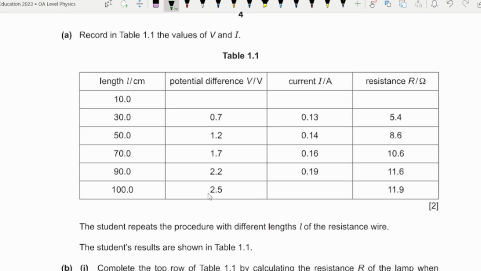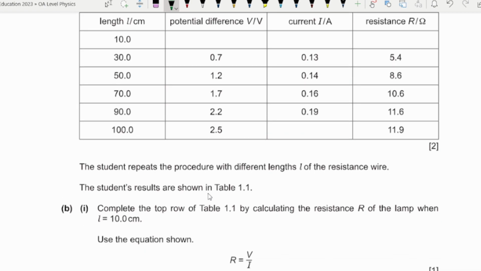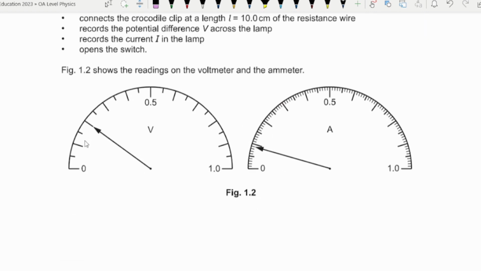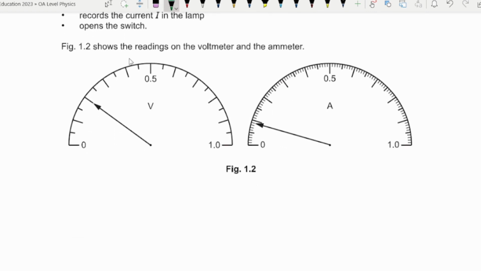Okay, the student repeats the procedure with different lengths of the resistance wire. Results are shown in the table. Recording table 1.1, the values of V and I. Okay, so we can just look at the data here. We can look at the scale and we can get to know the reading from here.